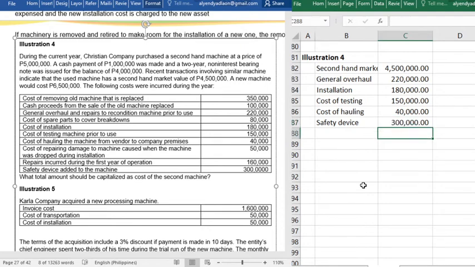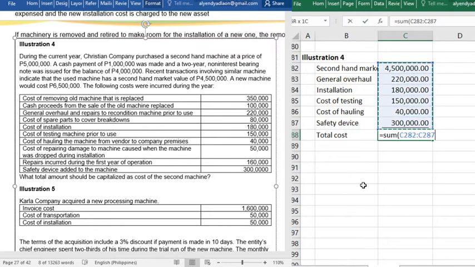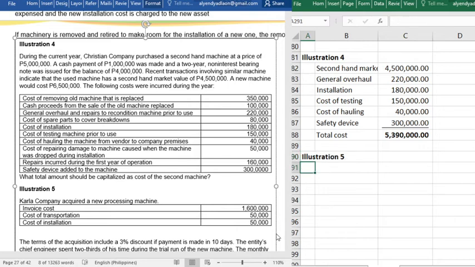So we must add the amount 300,000. So for this machinery, we have a total cost of 5,390,000. Okay? And lastly, we have illustration 5.